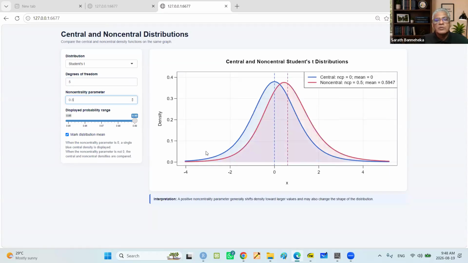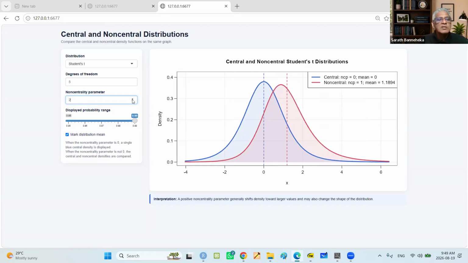So this blue one is the central T distribution. This red one is now the non-central T with non-central parameter 0.5. And if I increase this, you will see what happens. At this point, they both look like this. We know the standard normal one is anyway symmetric. The other one is also looking very symmetric at this point because the non-centrality parameter is very small here.